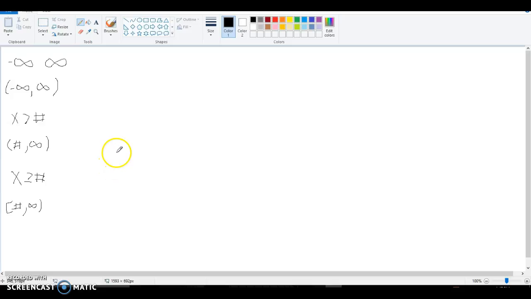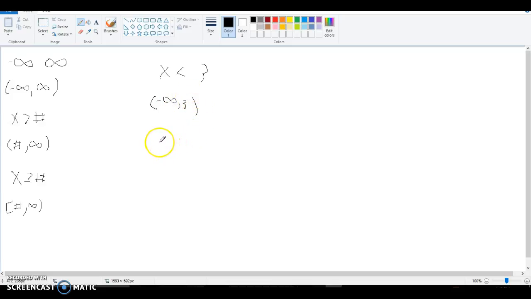So let's practice with some real numbers now. And we'll say x is less than 3. So the way to write this is, since you don't have equals to in your inequality, it's going to be negative infinity, since x is less than 3, all the way up to the number 3.